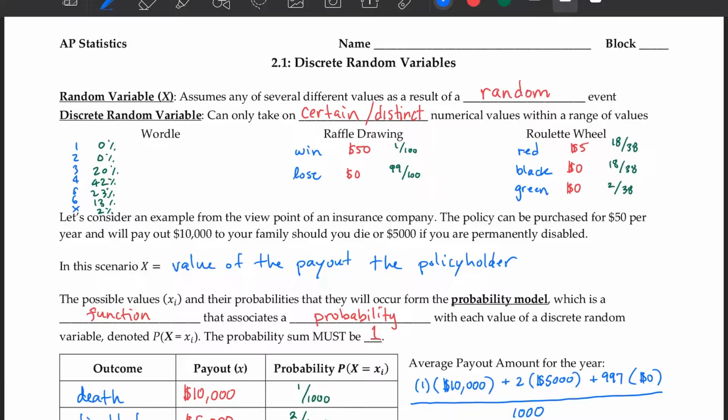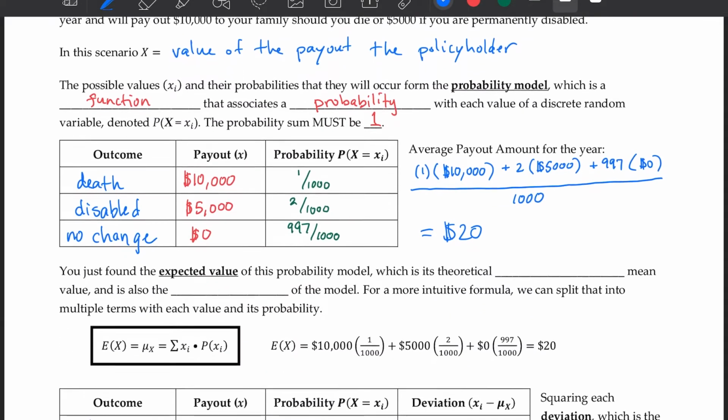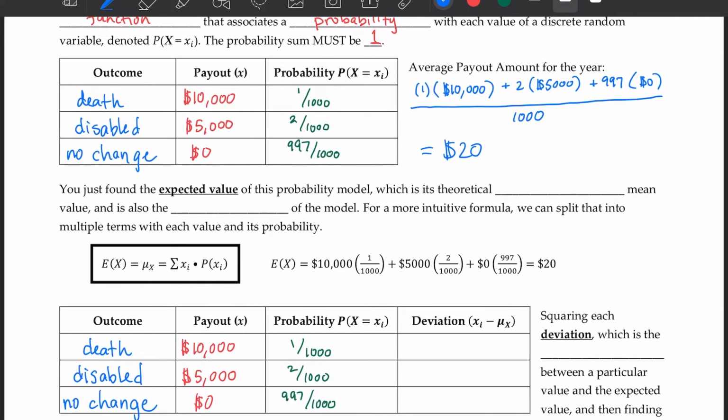So often with our discrete random variables, the average amounts that we find, the center of our distributions, are not actual values in our payouts. It's not possible to get $20 in payouts, but that's just an average. That's what an average means for us. Another word for this is the expected value. So the mean is the expected value. The average payout is the expected value.